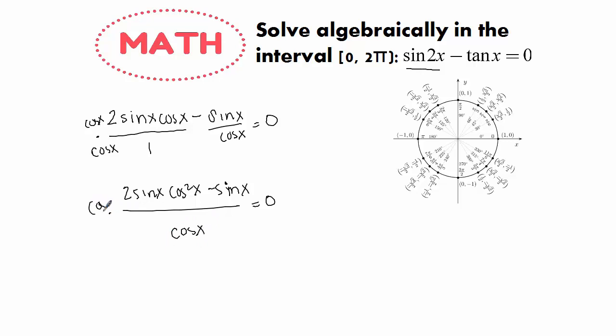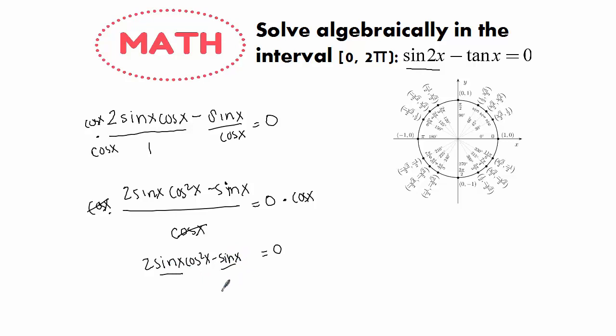Now to get rid of the denominator, we're going to multiply both sides by cosine of x. That's going to cancel it out on the left side. And then we're going to be left with, on the right side, 0 times cosine x, which is 0. So we have 2 sine x cosine squared x minus sine x left to work with.